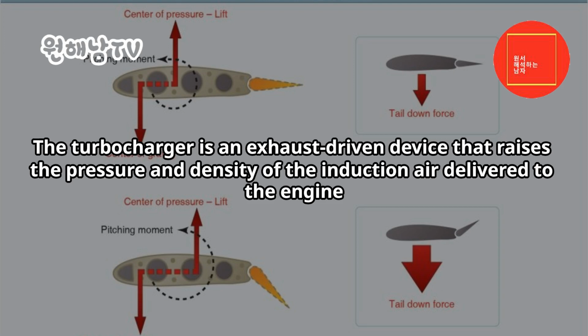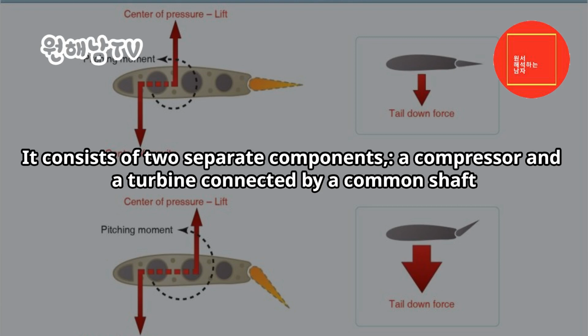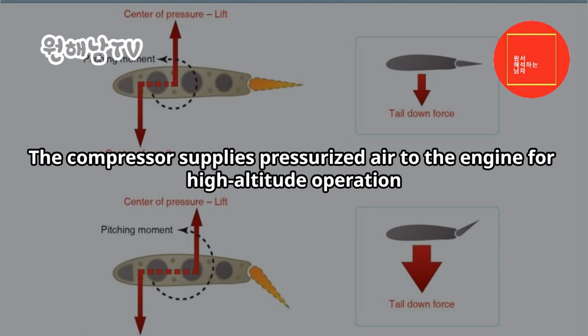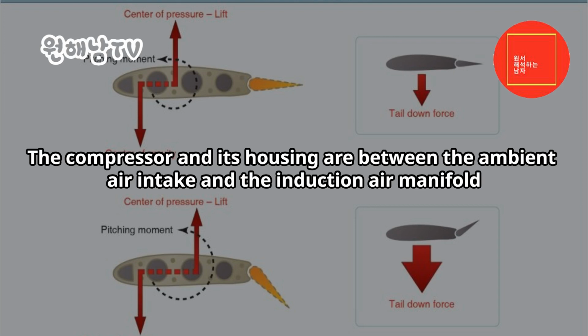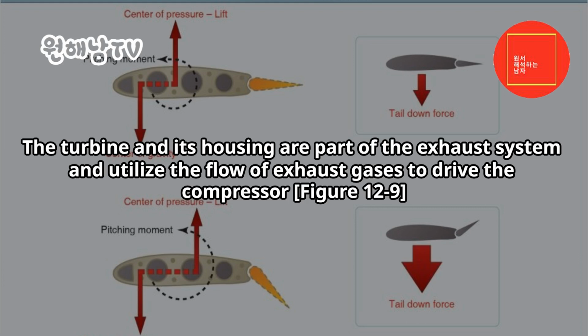The turbocharger is an exhaust-driven device that raises the pressure and density of the induction air delivered to the engine. It consists of 2 separate components, a compressor and a turbine connected by a common shaft. The compressor supplies pressurized air to the engine for high-altitude operation. The compressor and its housing are between the ambient air intake and the induction air manifold. The turbine and its housing are part of the exhaust system and utilize the flow of exhaust gases to drive the compressor.